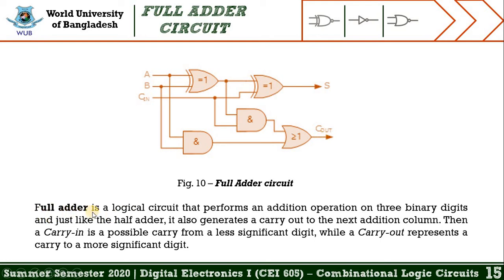Full adder is a logical circuit that performs an addition operation on 3 binary digits, and just like the half adder, it also generates a carry out to the next addition column. Then a carry in is a possible carry from the less significant digit, while a carry out represents a carry to a more significant digit.